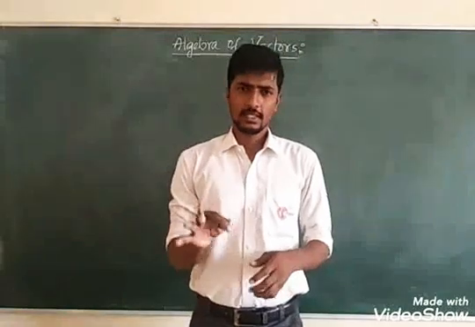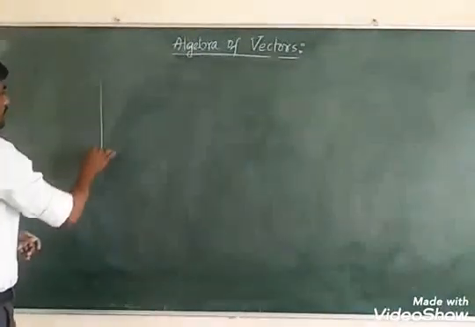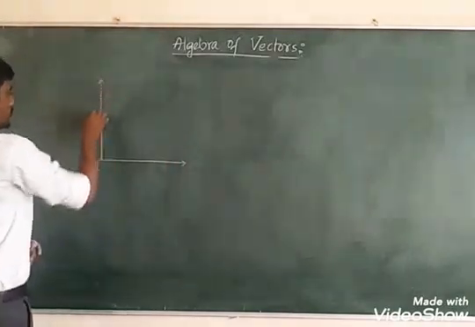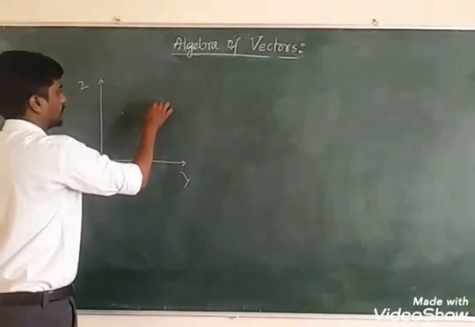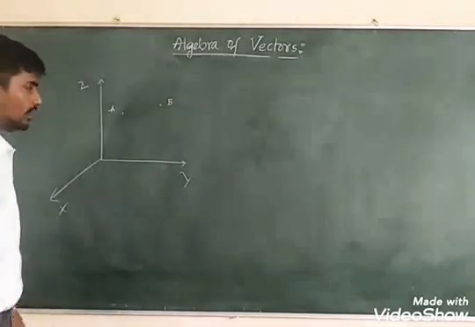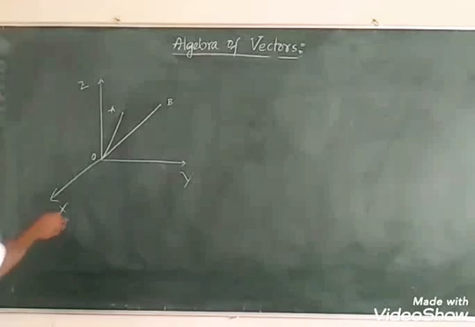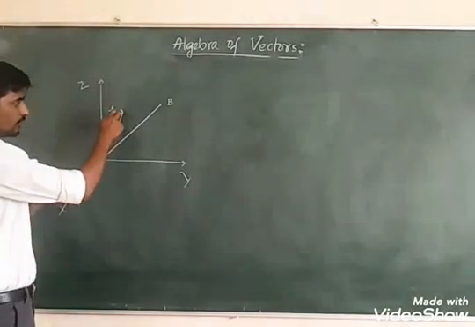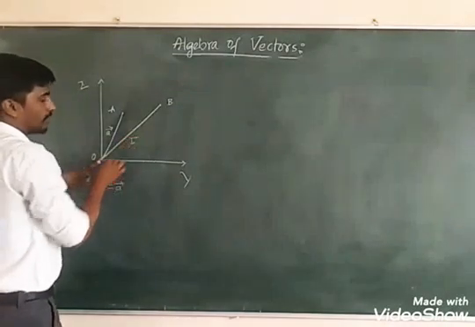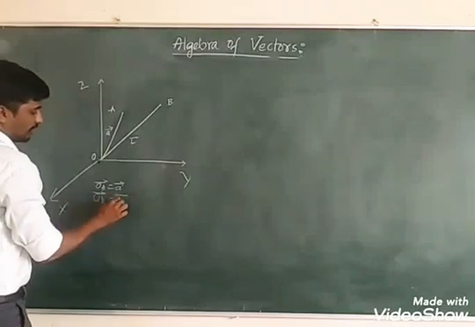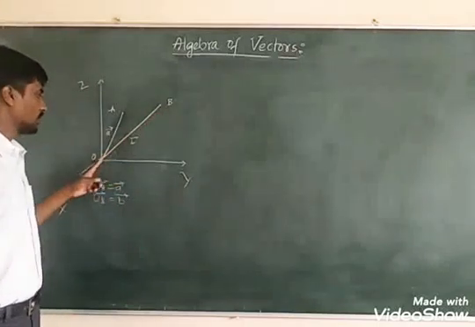Let us discuss some properties about vector algebra. Let us start the discussion. Let us consider two points A and B, and this is O, and I will join OA and OB. This represents the position vector of the point A with respect to O. So OA is the vector A and OB is the vector B. A and B are the position vectors of the points A and B with respect to the origin respectively.